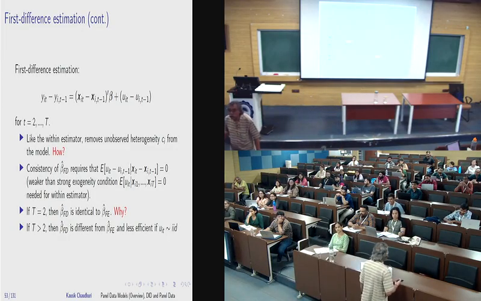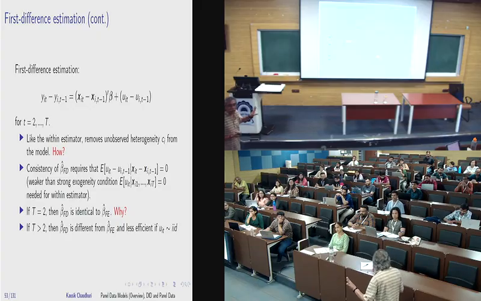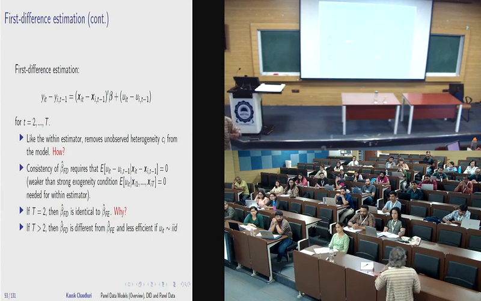Because it's a tautology. Because note, what is the error? The error is nothing but u_it minus u_i,t-1, right? What is the coefficient of u_i,t-1? Minus 1. So automatically AR1 would be valid, because by construction the error is u_it minus u_i,t-1. Clear? Fine.